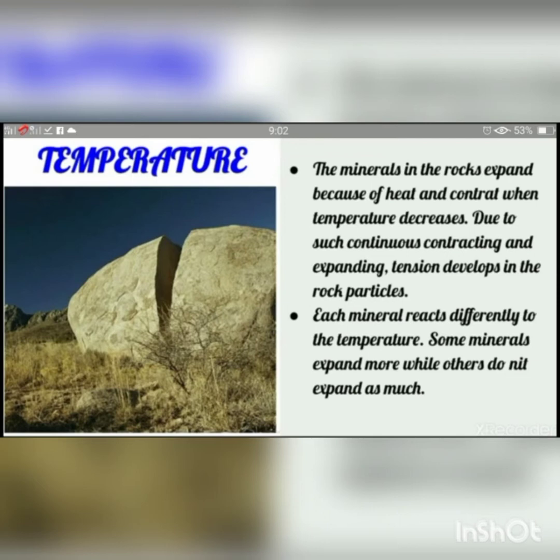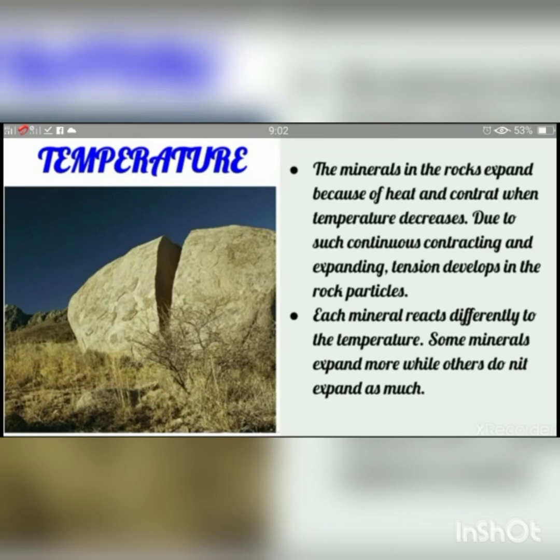So some minerals expand more while others do not expand as much. Consequently, the tension formed in the rocks also increases and decreases. As a result, cracks develop in the rock when they break. So in areas where the diurnal, that is, day temperature throughout the year, the range of temperature is higher.